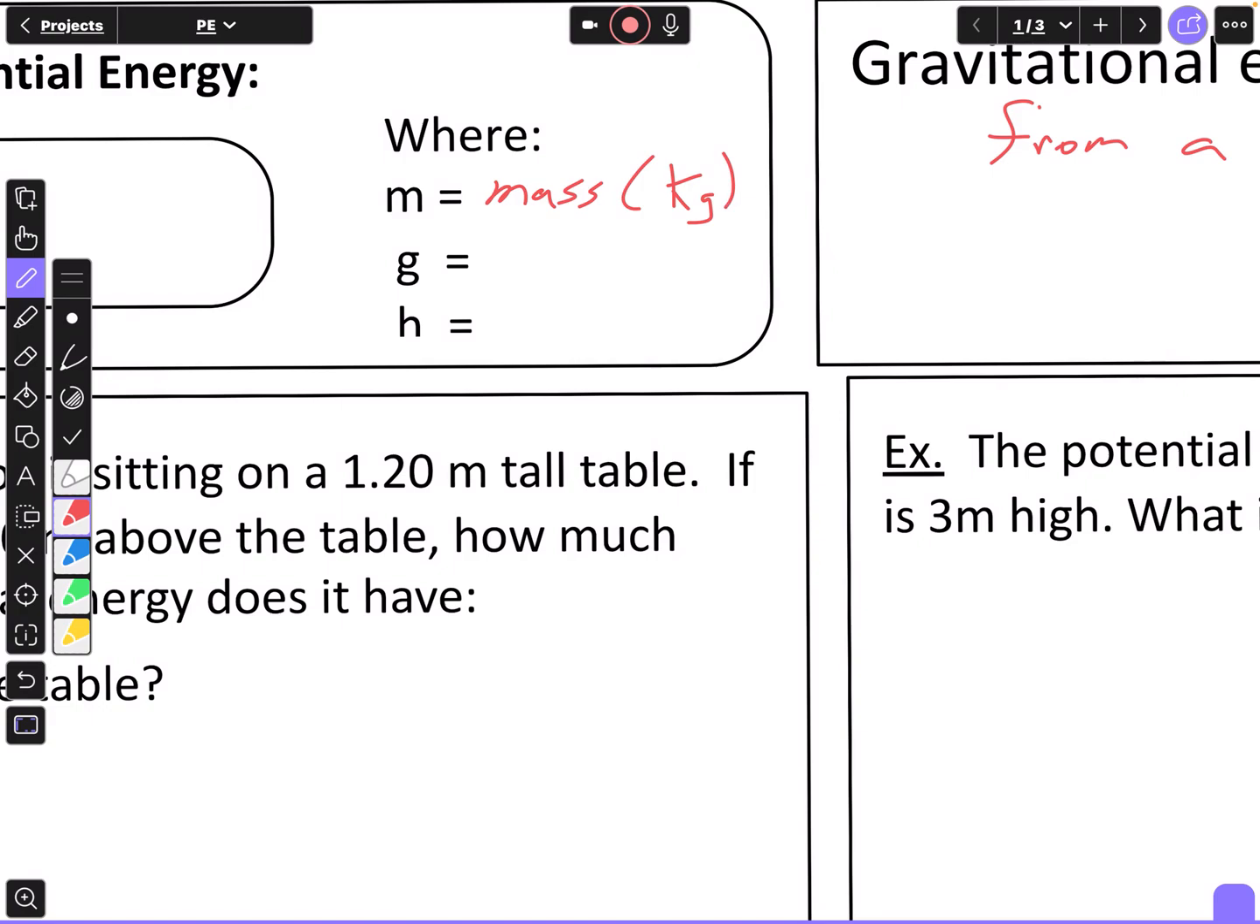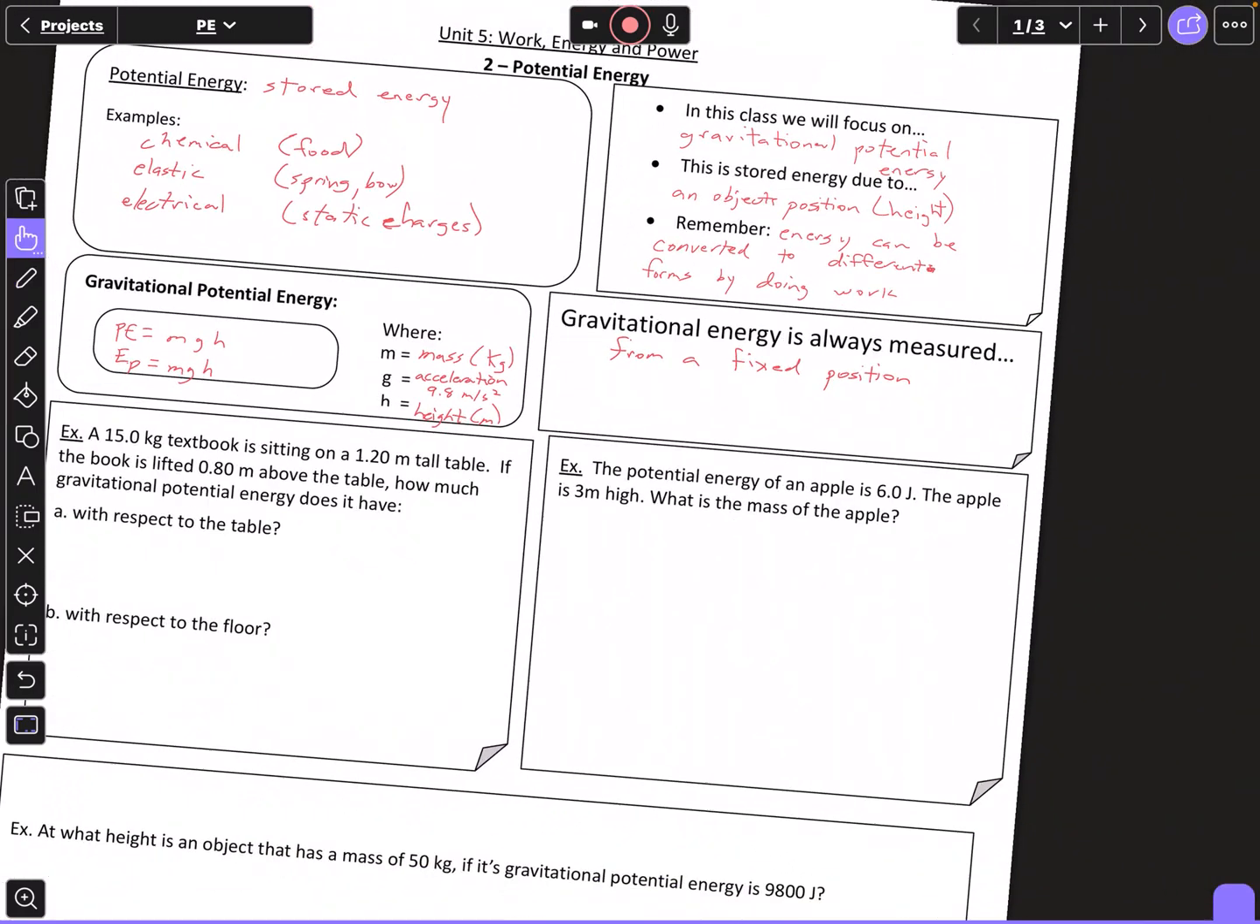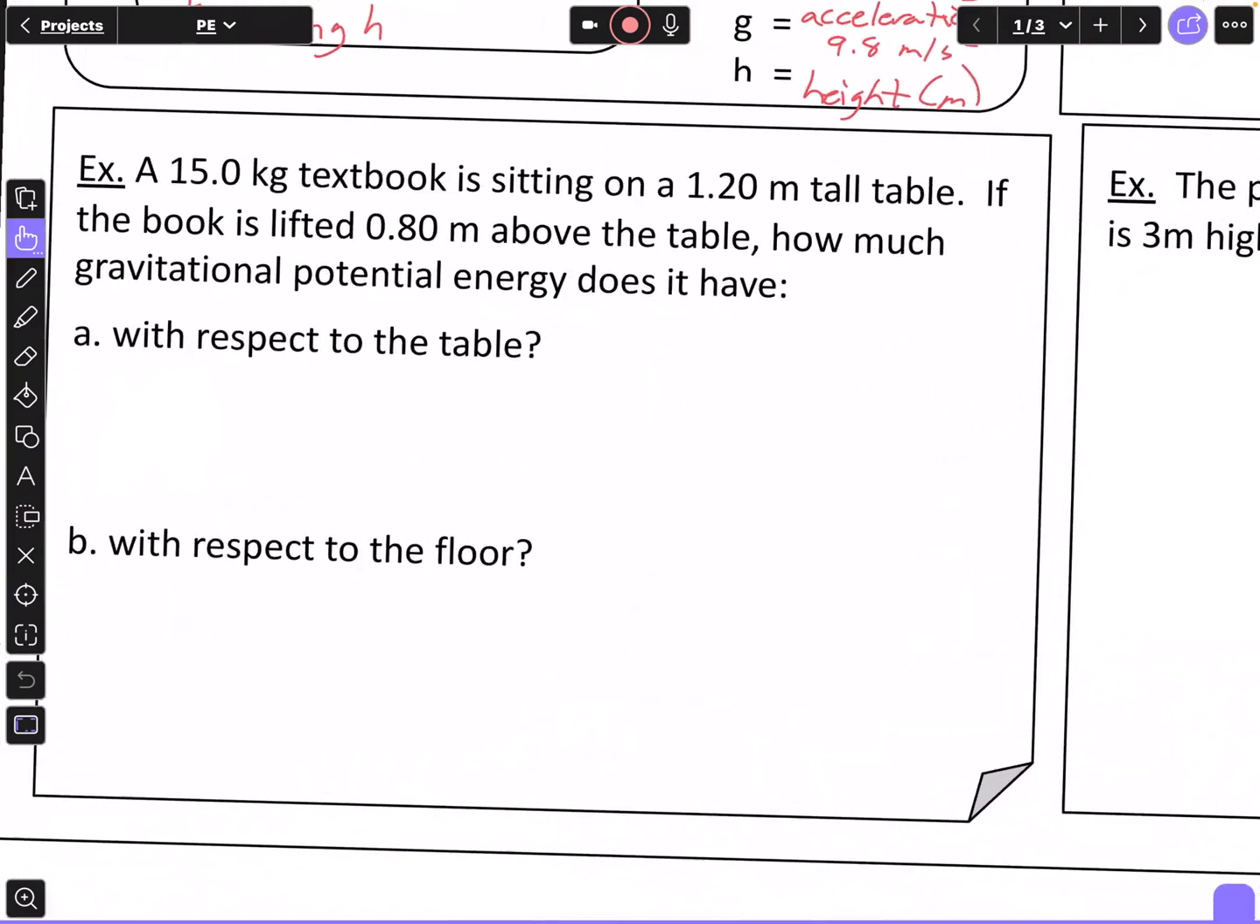g is acceleration due to gravity, and it's 9.8 meters per second squared, always, when we're talking about on Earth. And h is height, and it's measured in meters. Now the unit for potential energy is going to be joules, just like it is for work. So potential energy, kinetic energy, work all have units of joules that we abbreviate with just a J. So now let's look at some examples.